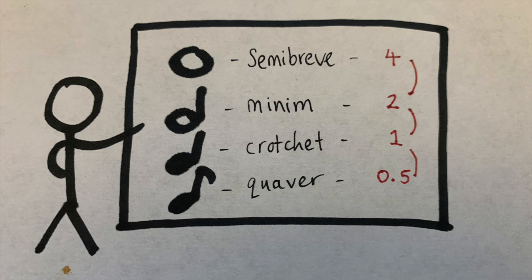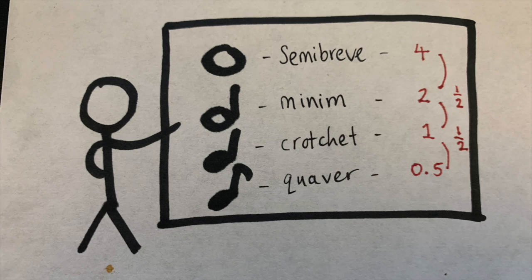We've also learnt about how these notes relate to each other. For example, half of the semi-breve's value of 4 is a minim, which is worth 2, and then half of the minim is a crotchet. Half of 2 is 1, so you can see the relationship between those notes.